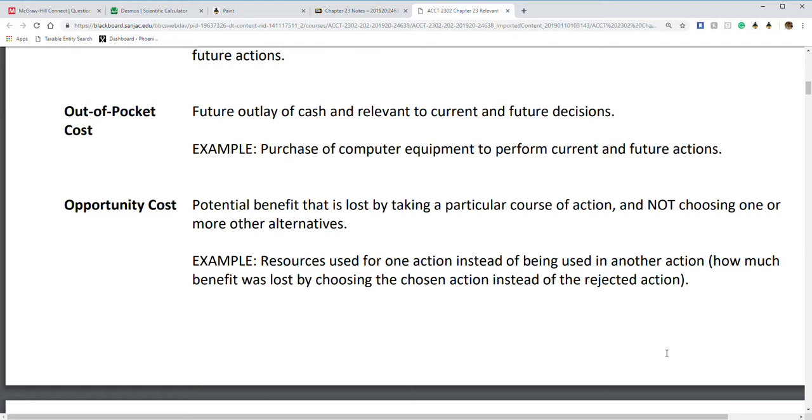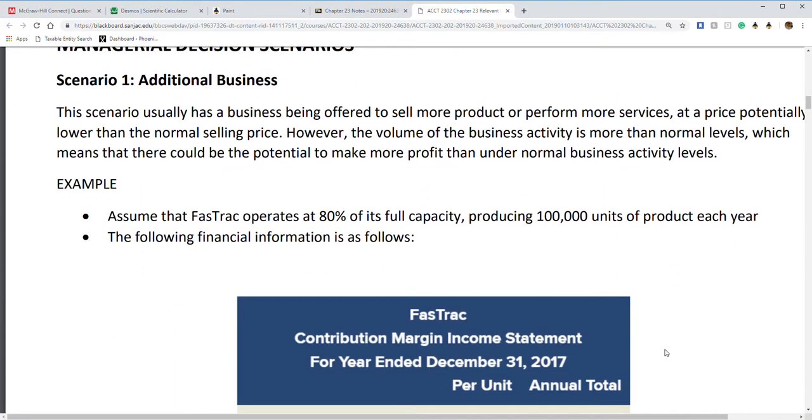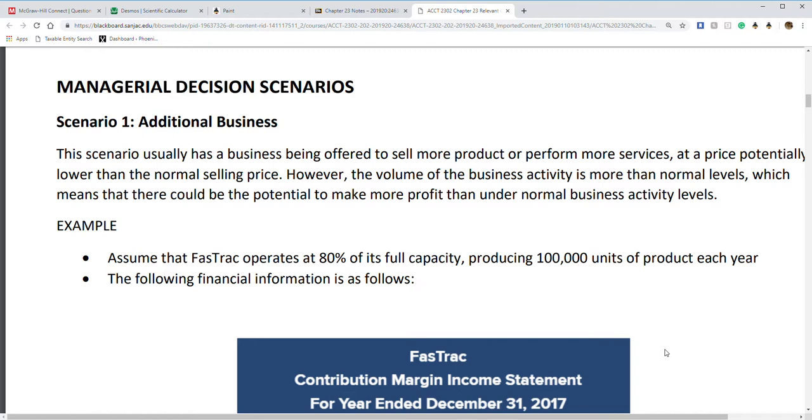We're going to take the scenario. We're going to look at it as accounting. And then we're going to have a few little management quips that they like to see. Magic. So, let's jump in. Scenario number 1. And this scenario is using additional business.